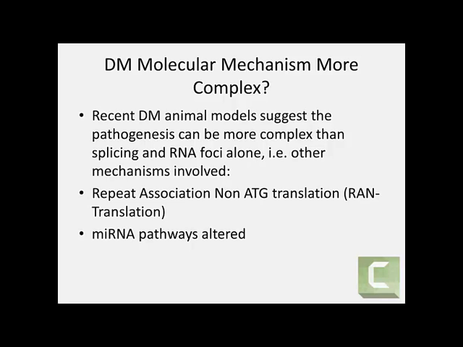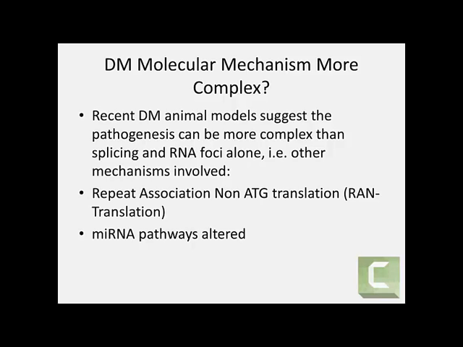DM animal models suggest splicing, RNA foci, and muscle pathology are separable events. This suggests that DM molecular pathogenesis may be more complex, involving changes of gene expression and translation efficiency, non-conventional translation, and microRNA deregulation, such as a novel molecular mechanism found by the Ranum group.